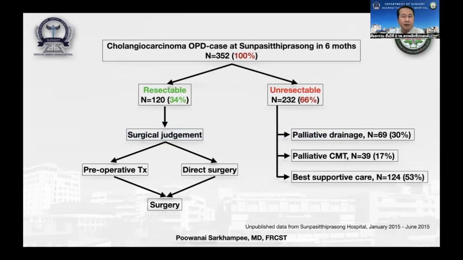Our data for 6 months, from January 2015 to June 2015: my hospital's surgical department had about 352 patients with cholangiocarcinoma. Unfortunately, only 1/3 of the patients were classified as resectable, but 2/3 were unresectable. And we found that the survival outcome is very different. For unresectable cases, the median survival time is only 3 or 4 months, but in resectable cases, the median survival time is about 15 to 20 months. This is the difference.